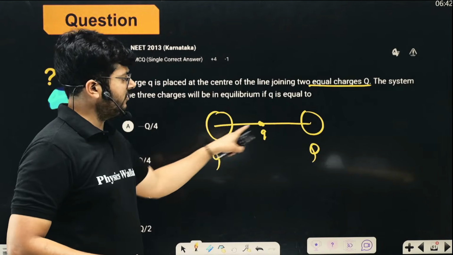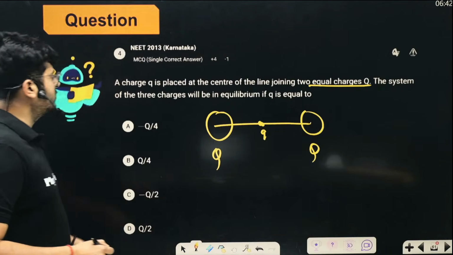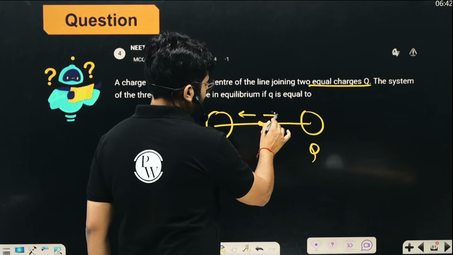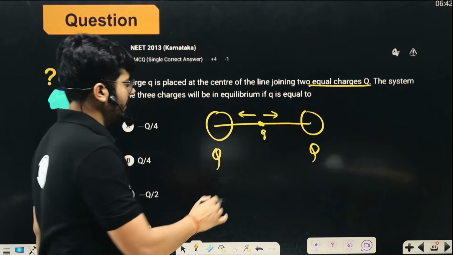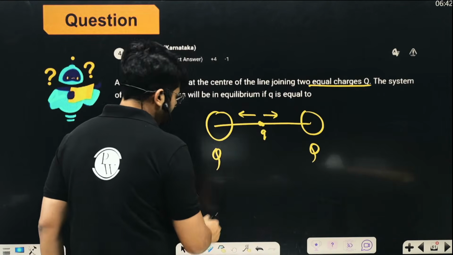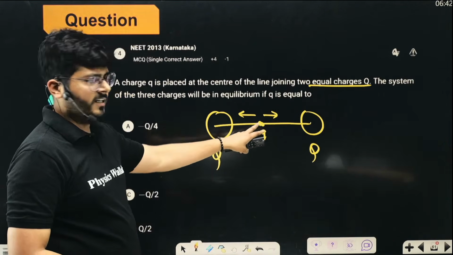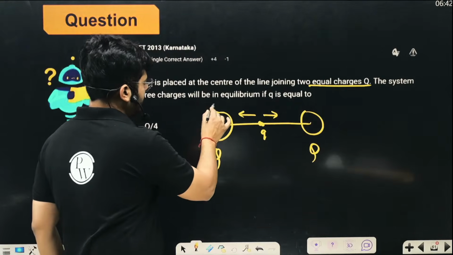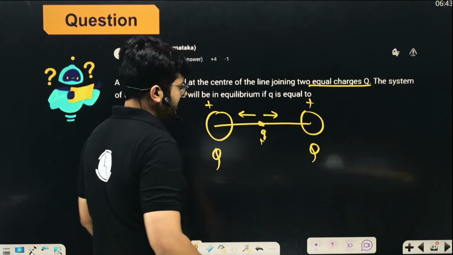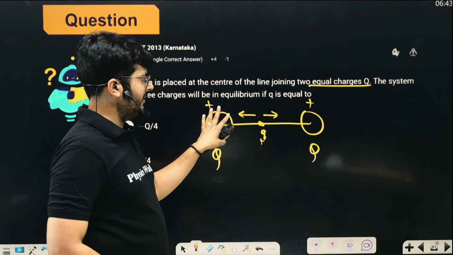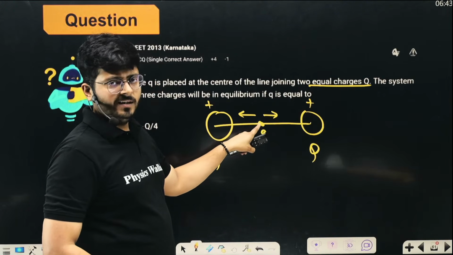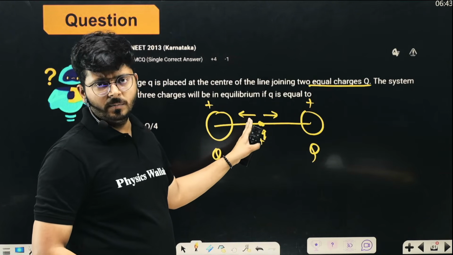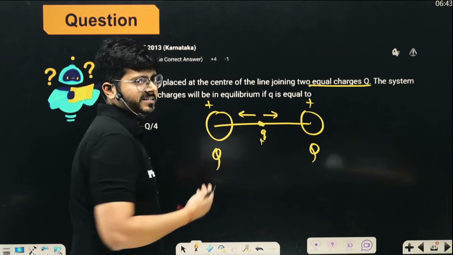So we want this three charge system to be under equilibrium. It is only possible when the small charge is experiencing the same amount of force in both directions. If it is a positive charge, and this is also a positive charge, then the third one will be in equilibrium when it is repelled by this one and by this one, and both repulsions are the same. These forces must cancel each other out.